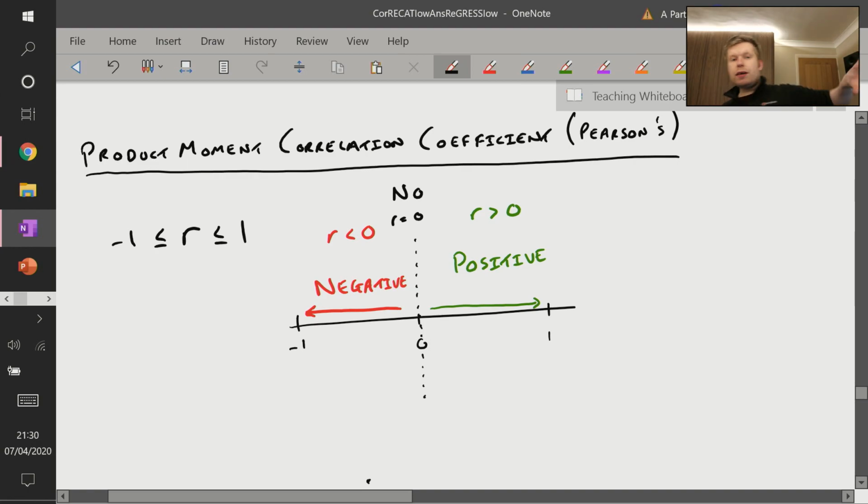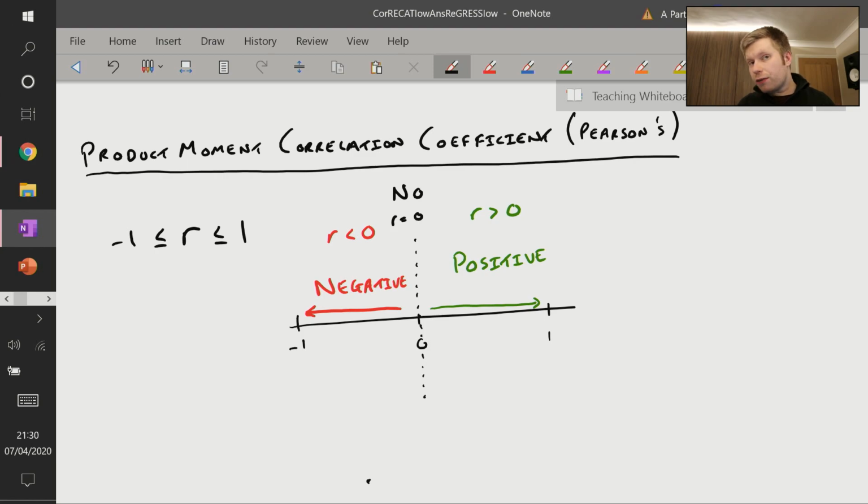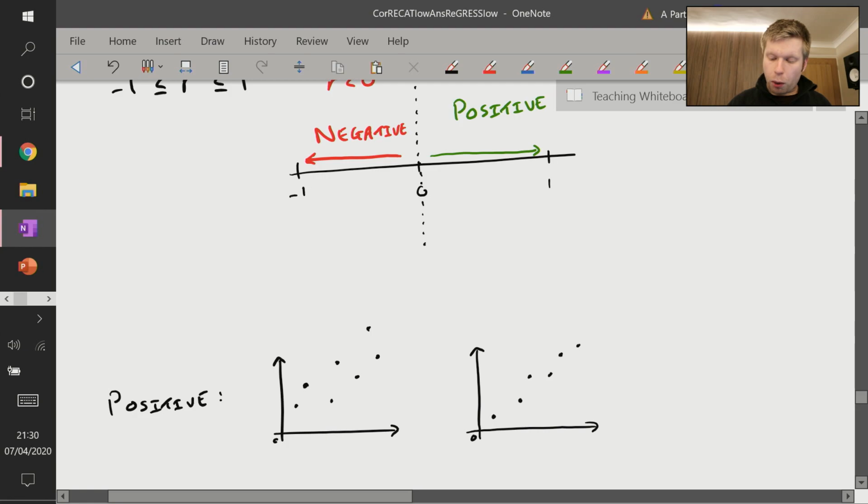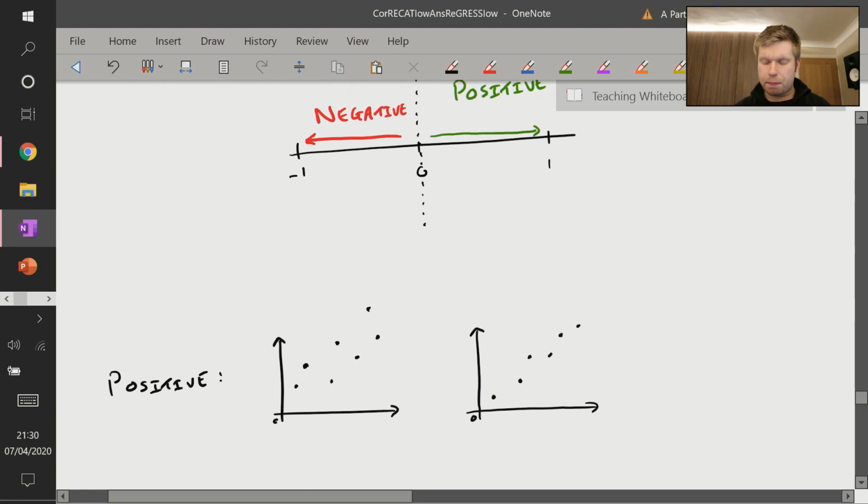If the value is negative, it means that as one variable increases, the other variable decreases. And if the value is positive, it means as one variable increases, the other variable also increases. So let's have a look at positive correlation first. I've drawn two types of positive correlation here. They're both positive, because as one variable increases, the other variable also increases. For example, this could be age and height. We've looked at that example before. As age increases, we expect the height to also increase. That would be an example of positive correlation.